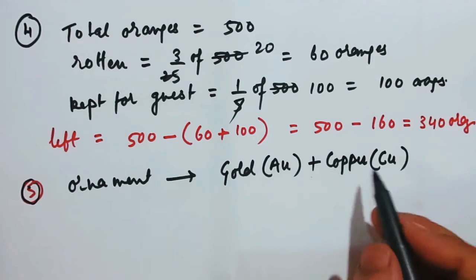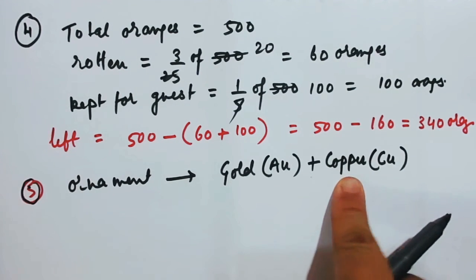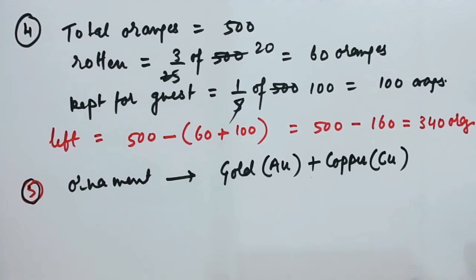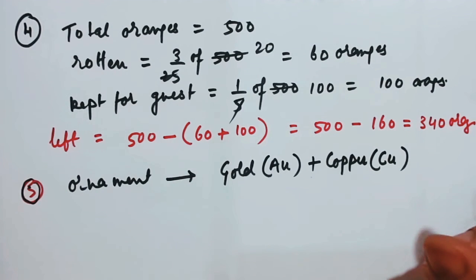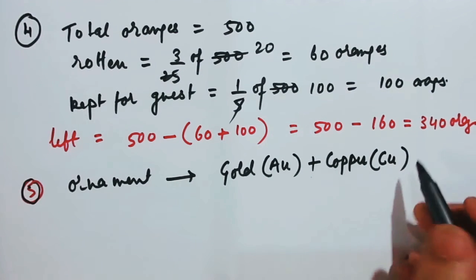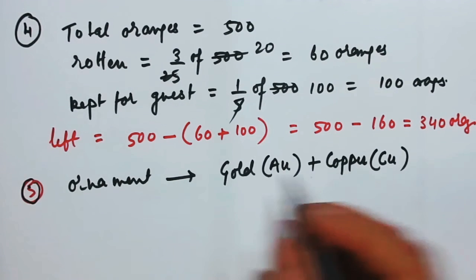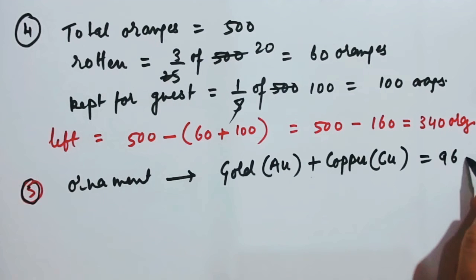And they say that copper is added in the ornament in order to make it hard, because gold is very very soft. So 24 karat gold is very soft. If an ornament is made from that, it will easily get bent and deformed. That is why some copper is added. So copper is added to gold, and they say that the weight of the ornament is equal to 96 gram.